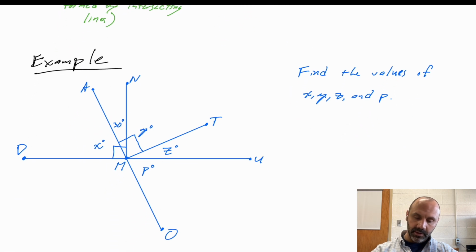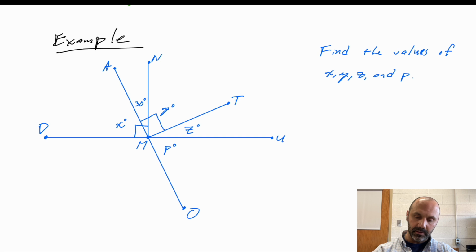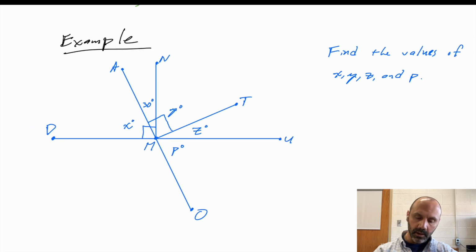So now here's an example. A bunch of things happening in this diagram. I want you to find the values of the letters X, Y, Z, and P. What do we know? Let's take a look at this thing. Well, we've got a couple of lines going through here, right? So here's a line, and here's a line. And so with these two, we know that X and P have to be congruent because they're vertical angles.